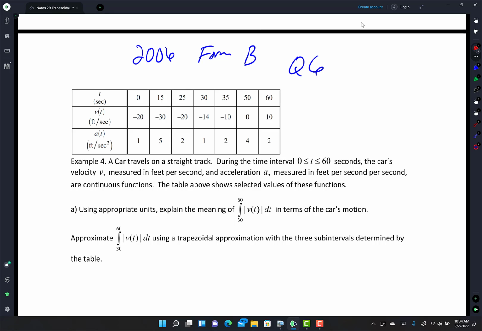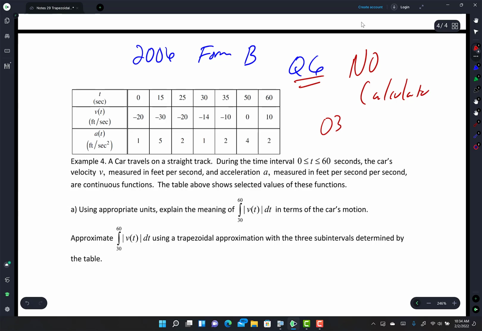Okay. Question 6 is always no calculator. Actually, as a matter of fact, question 3 to question 6 is no calculator. I think in 06 it was question 4, 5, 6 that didn't have calculator. But for sure, question 6 has no calculator. Are we okay so far, guys?